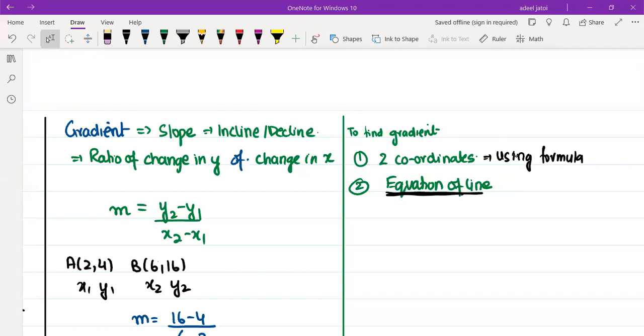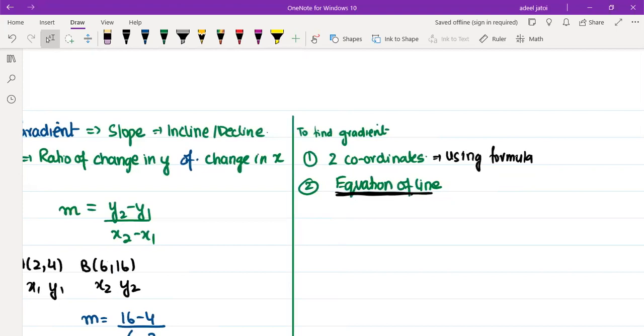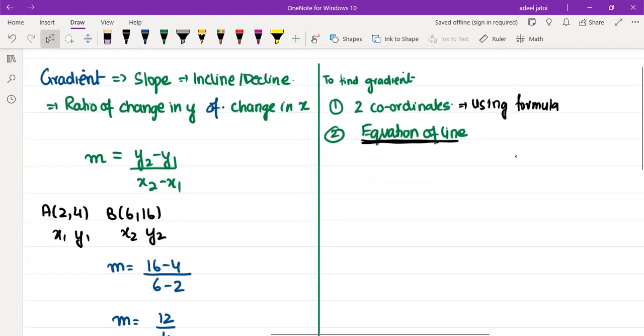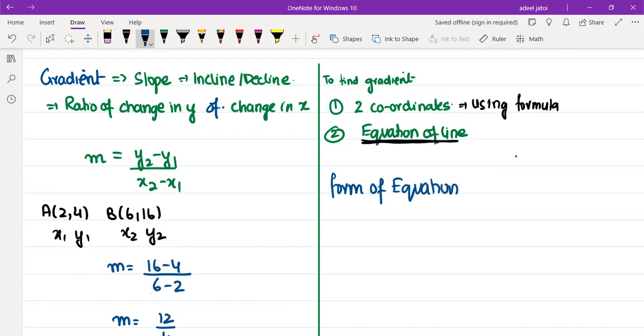So as I said, equation of line. First, we will be finding out how to actually calculate or find the equation of line. So, the form of the equation of line.